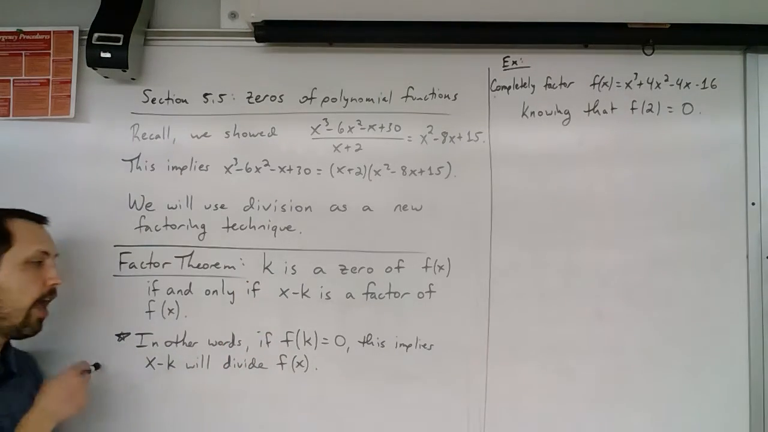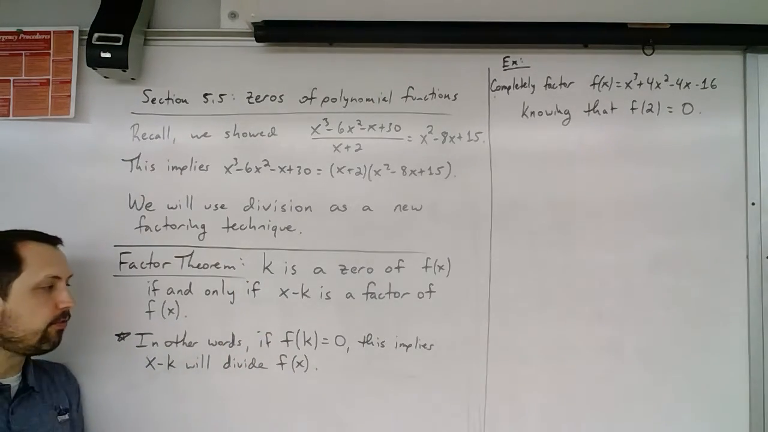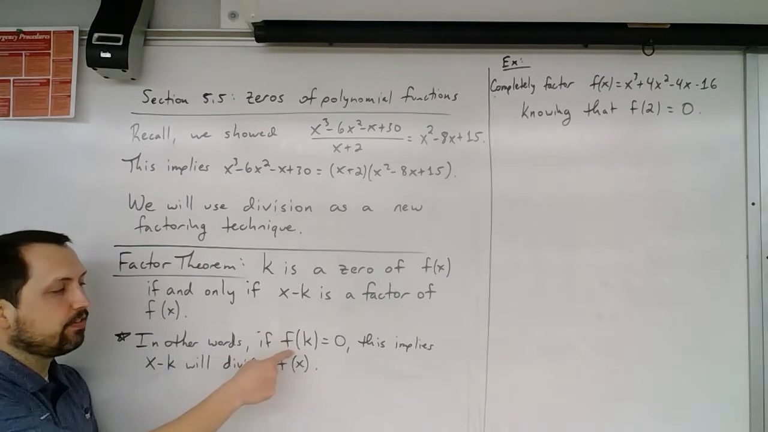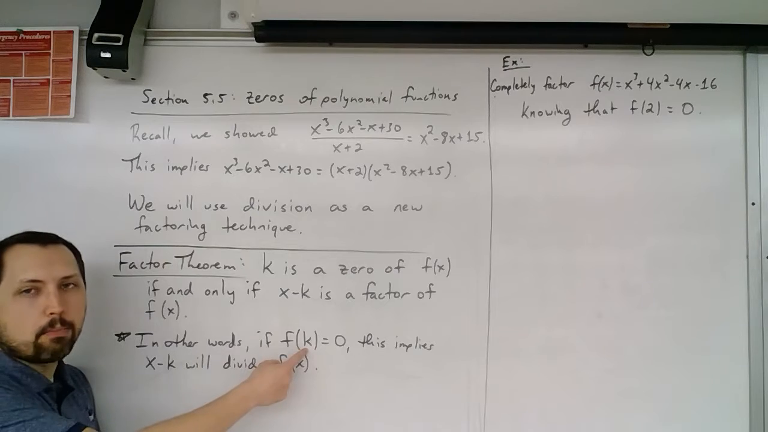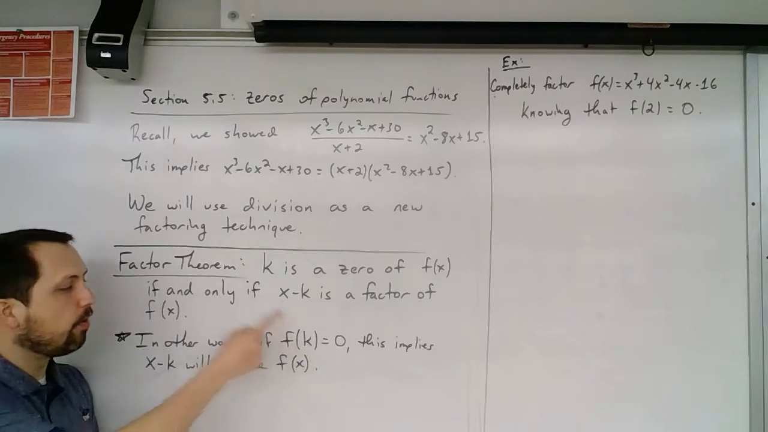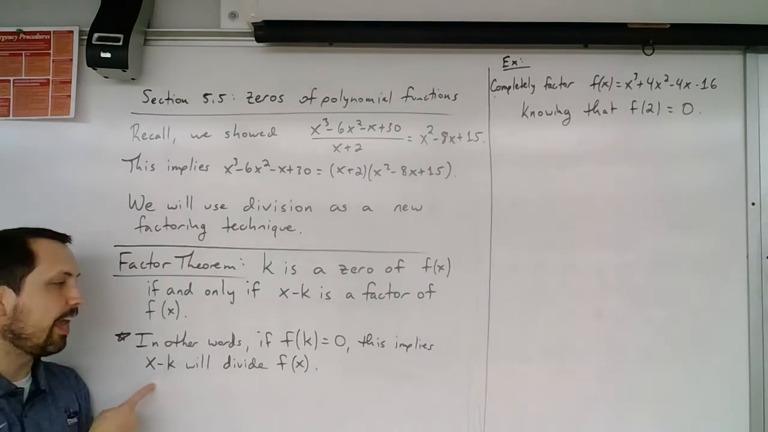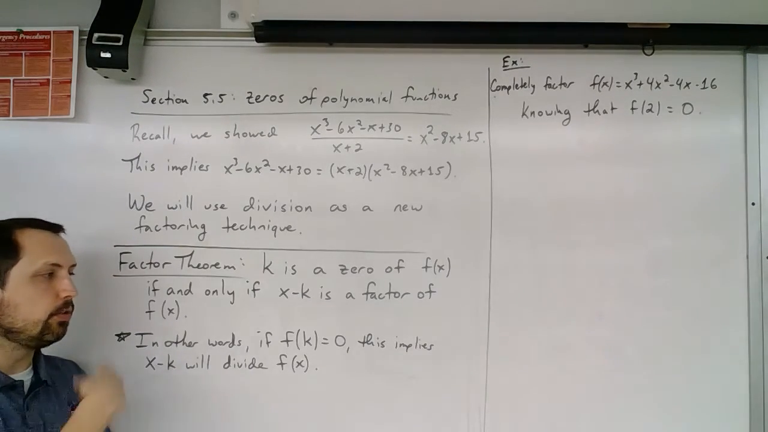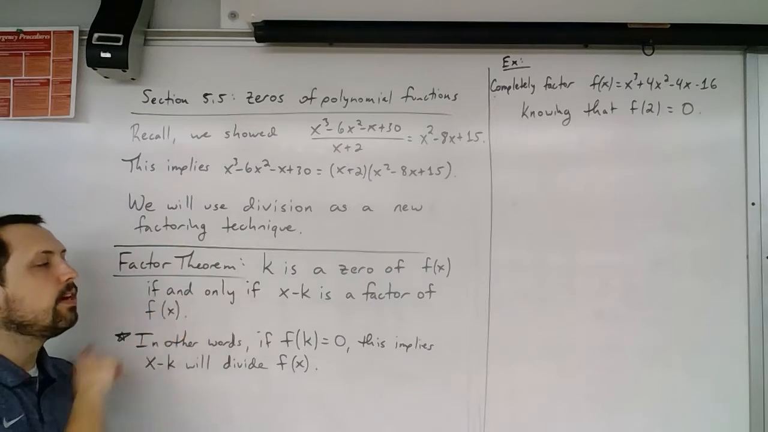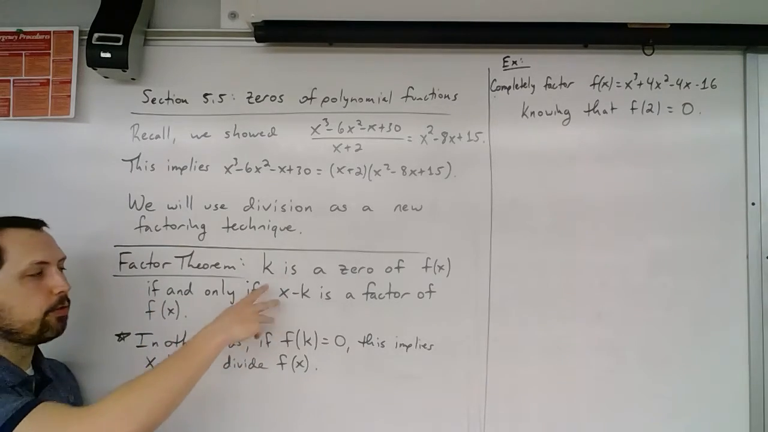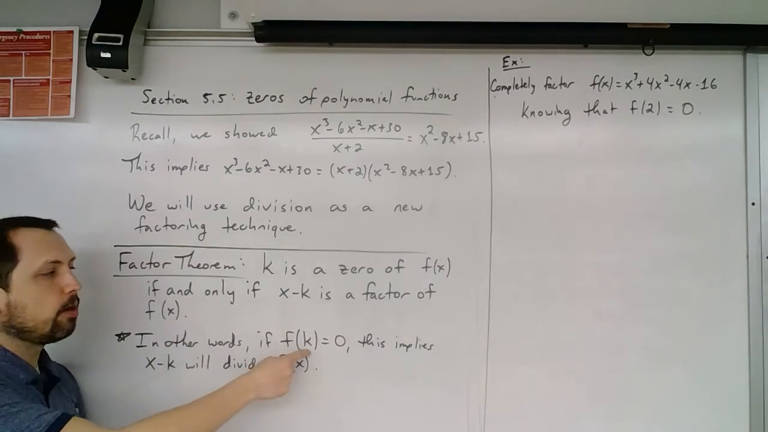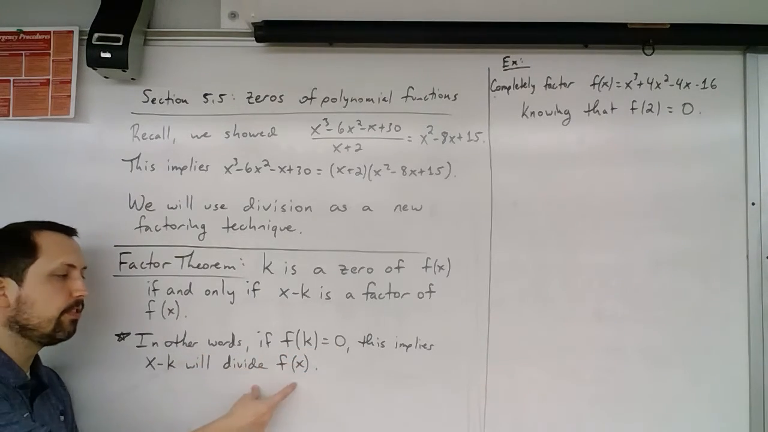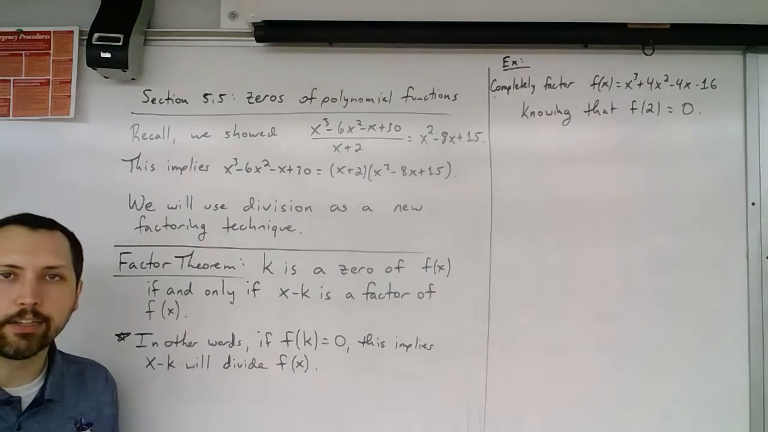Another way to phrase this is to say that if f of k is equal to 0, so if we know the number that makes our function equal to 0, then x minus k is going to divide it. This is one of the most common ways that we're going to be using this theorem, in just one of the directions. So if we find a number that makes our function equal to 0, we can say that x minus that number will divide it evenly with no remainder.